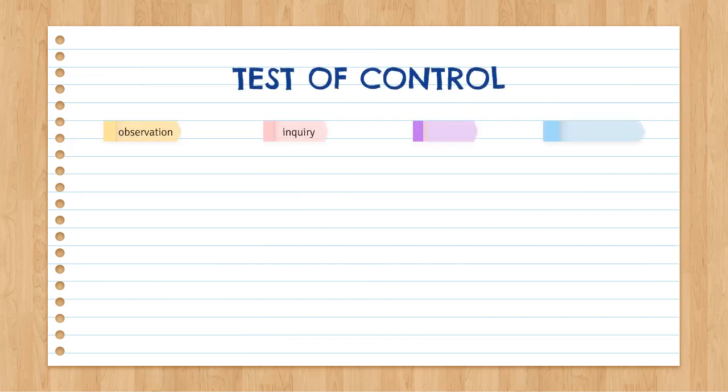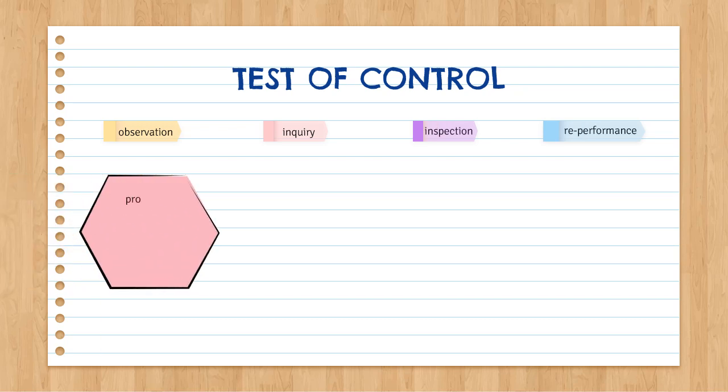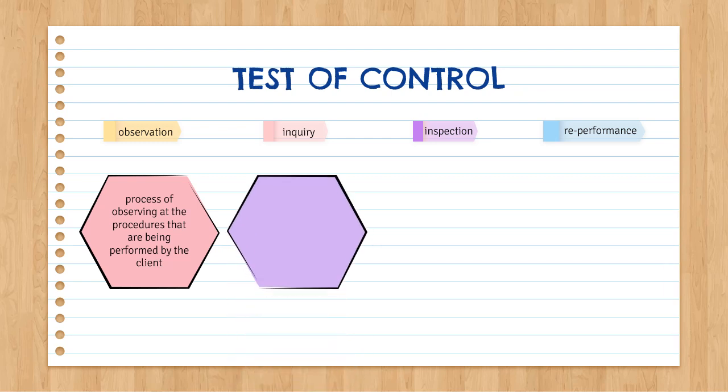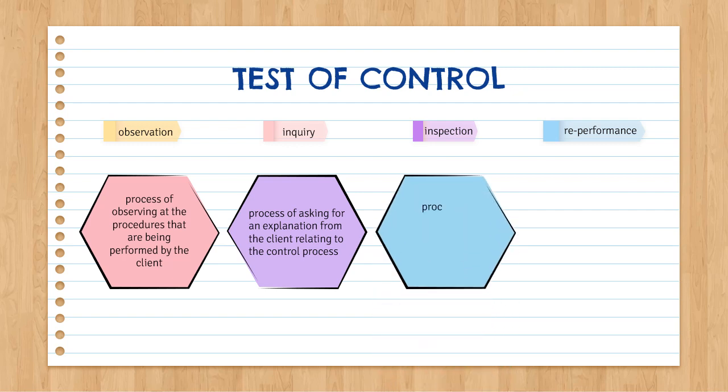There are 4 types of tests of control, which are observation, inquiry, inspection and reperformance. Observation is the process of looking at the procedures that are being performed by the client. This process is to make sure the internal control exists and the procedures are as described. Inquiry is the process of asking for an explanation from the client relating to the control process or transactions.